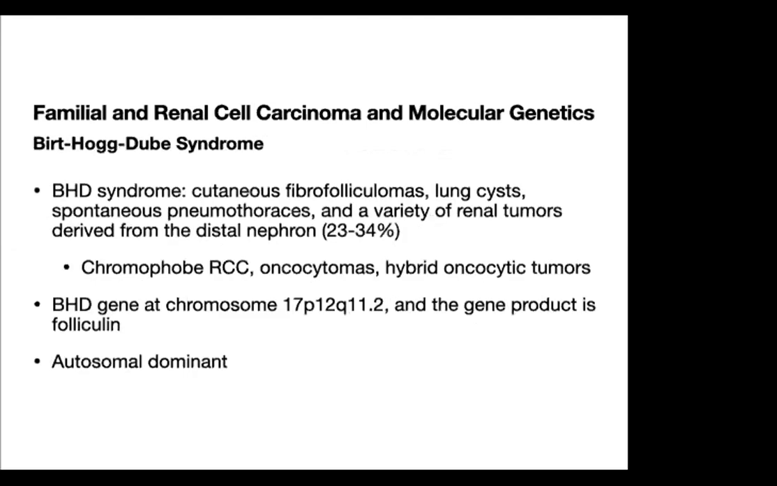Next is Birt-Hogg-Dubé syndrome, or BHD syndrome, which presents with cutaneous fibrofolliculomas, lung cysts, spontaneous pneumothoraces, and a variety of renal tumors derived from the distal nephron, such as your chromophobe RCC, oncocytomas, and hybrid oncocytic tumors. The BHD gene is at chromosome 17, and the gene product is folliculin. It also has an autosomal dominant inheritance.